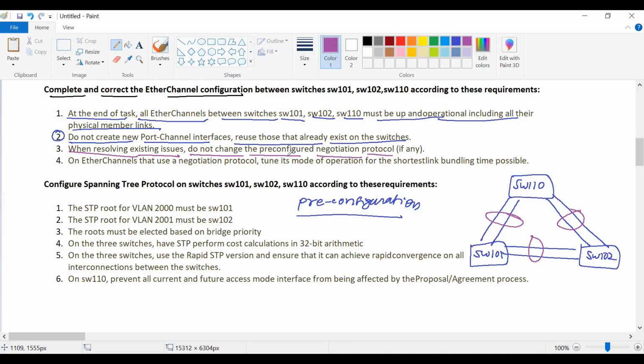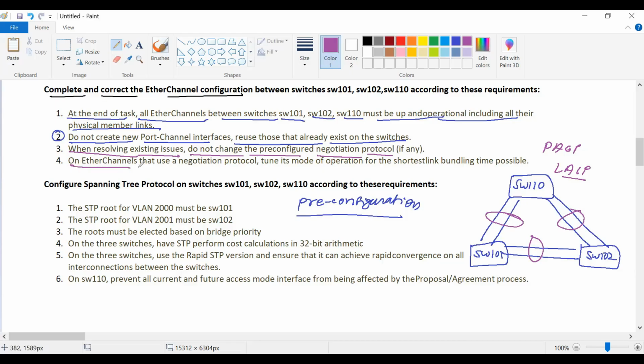If you see that the EtherChannel has already been configured and they are using PAgP, don't configure LACP over there. If LACP is configured, don't use PAgP. And if they have configured on mode, please don't think on mode is not best and that we should configure PAgP or LACP. If they have configured on mode, it means they want you to configure on mode. They want you to troubleshoot the problem if your EtherChannel is not working.